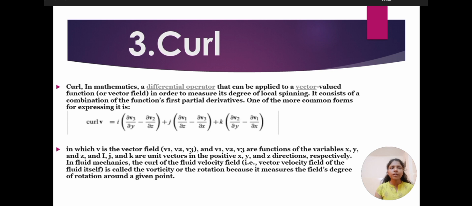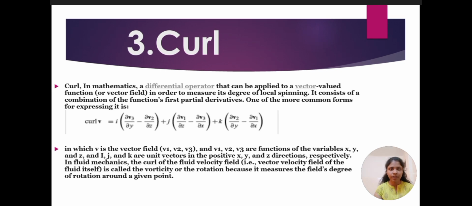One of the more common forms for expressing it is curl V is equal to i of (delta V3 divided by delta y minus delta V2 divided by delta z) plus j of (delta V1 divided by delta z minus delta V3 divided by delta x) plus k of (delta V2 divided by delta x minus delta V1 divided by delta y), in which V is the vector field of V1, V2, V3 and V1, V2, V3 are functions of the variables x, y and z, and i, j, k are unit vectors in the positive x, y and z directions respectively.